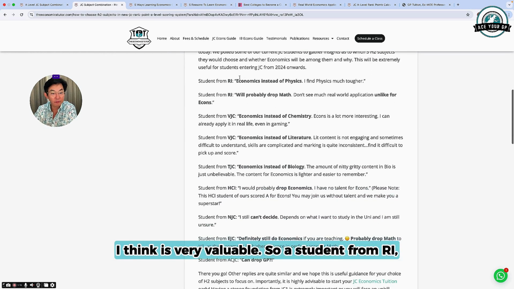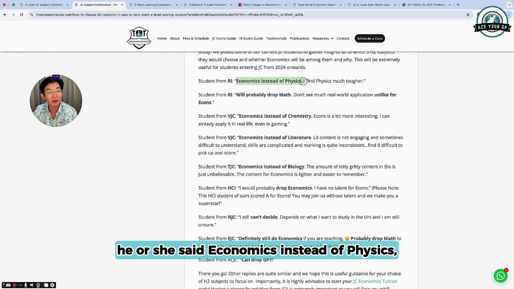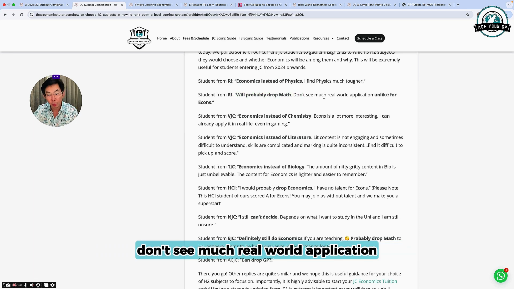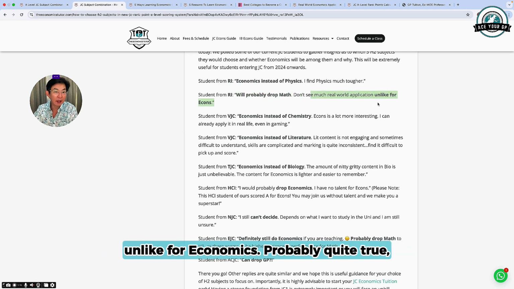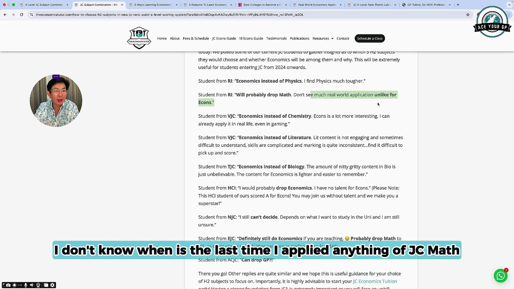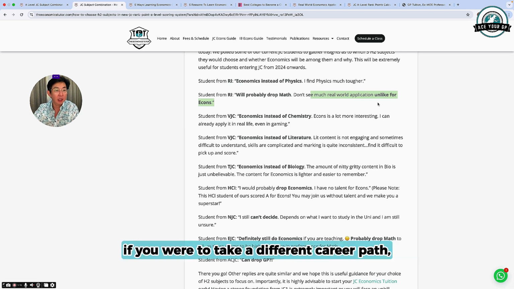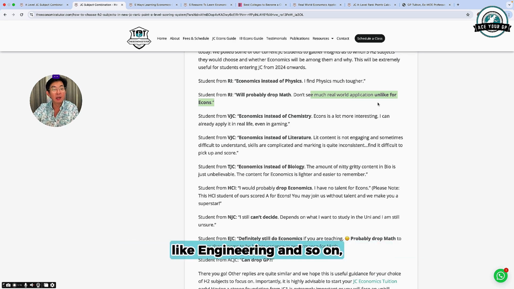A student from RI, he or she said economics instead of physics, find physics much tougher. Another student from RI will probably drop math, don't see much real world application, unlike for economics. Probably quite true. I don't know when is the last time I applied anything of JC math that I learned. Not even additional math at secondary school level. But of course, if you were to take a different career path like engineering and so on, then that's a different story.